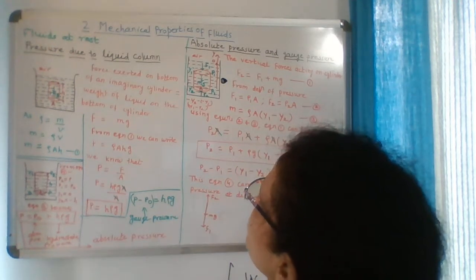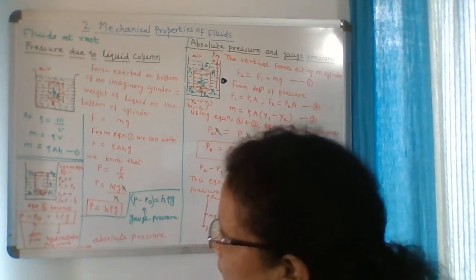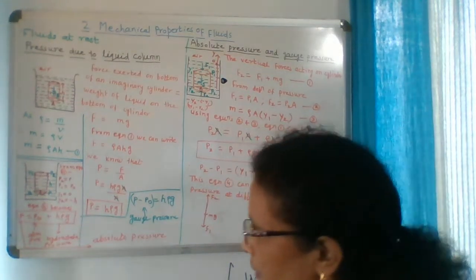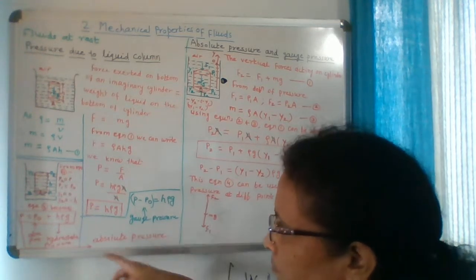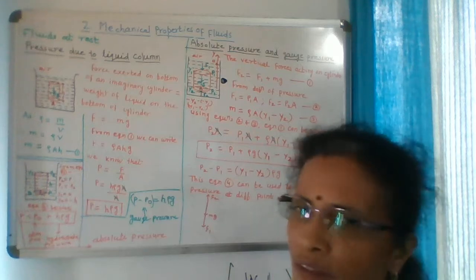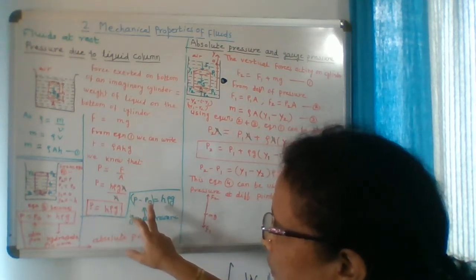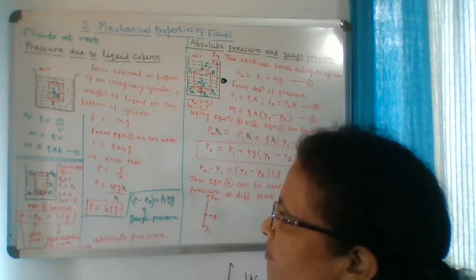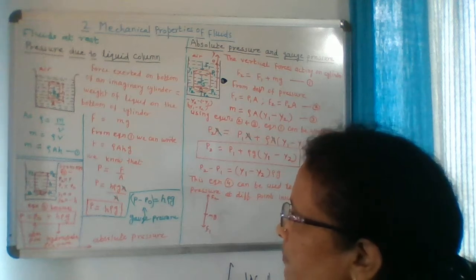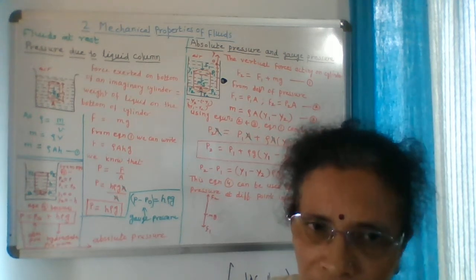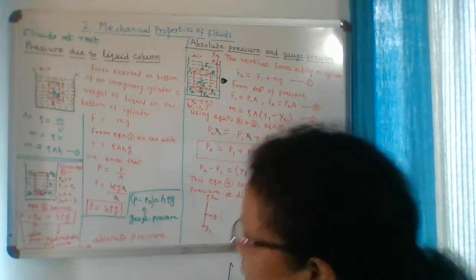Right? So what is absolute pressure? It is the summation of atmospheric pressure plus hydrostatic pressure. What is gauge pressure? The hydrostatic pressure is also called the gauge pressure. If we subtract the atmospheric pressure from the absolute pressure, the term which comes is the gauge pressure. So this is all about absolute pressure and gauge pressure.